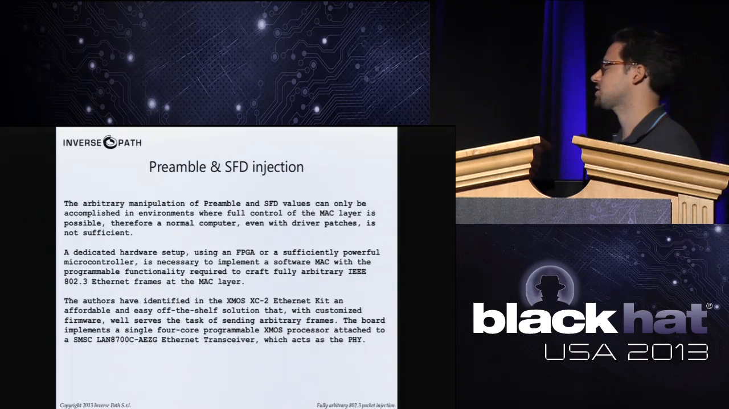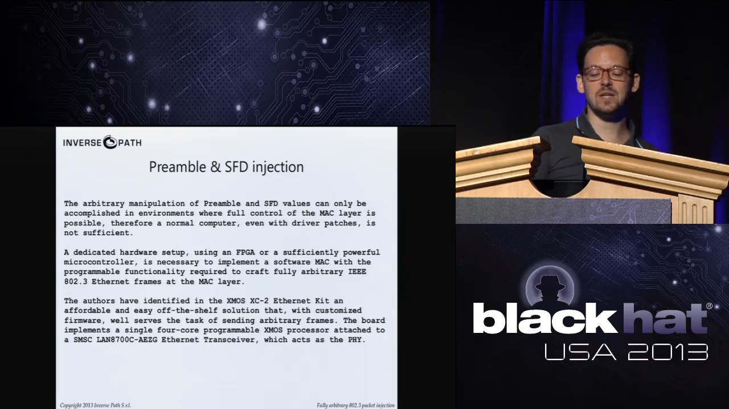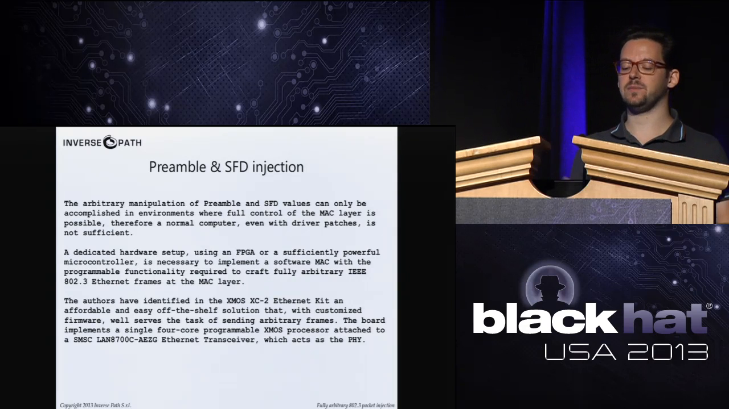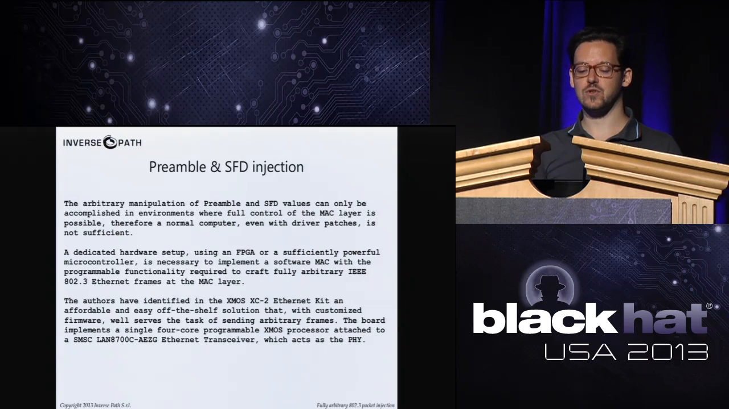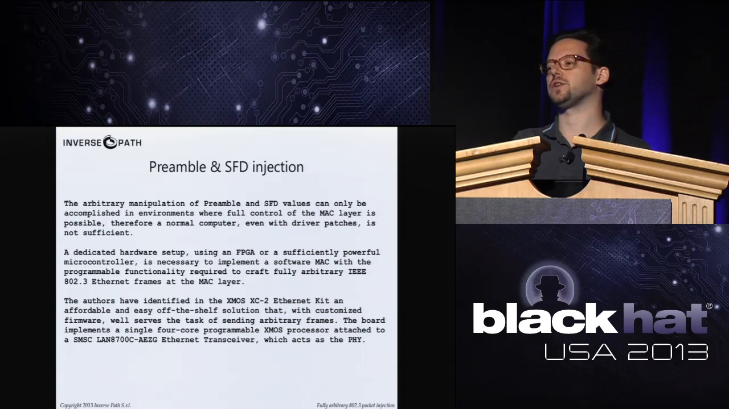So this is different. This shows that you can control those values. But anyway, this is not enough. This is not too interesting. So we want to manipulate the preamble and the starter frame delimiter values, so we want to be a MAC. And usually you would need a very expensive network analyzer.